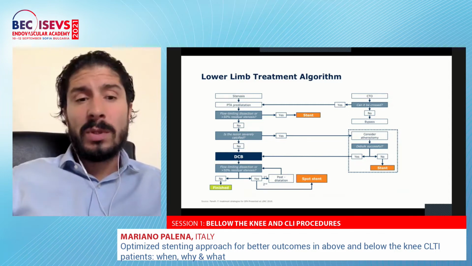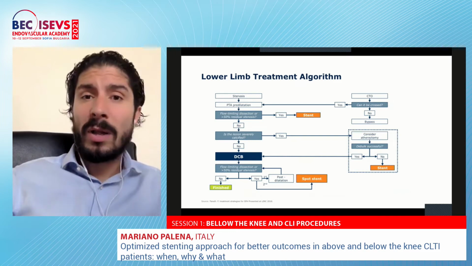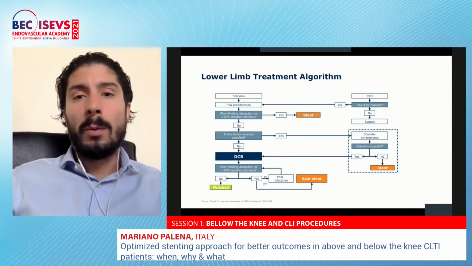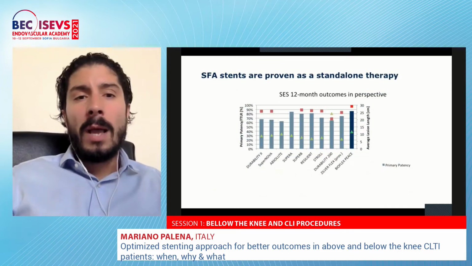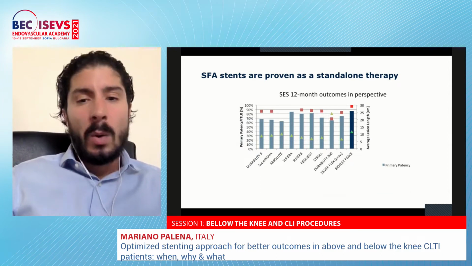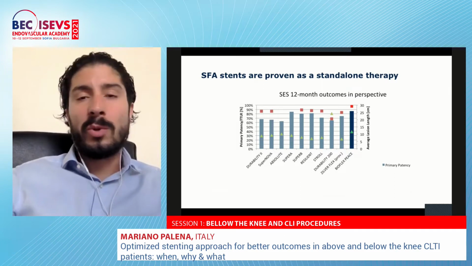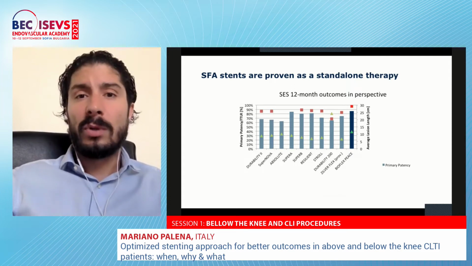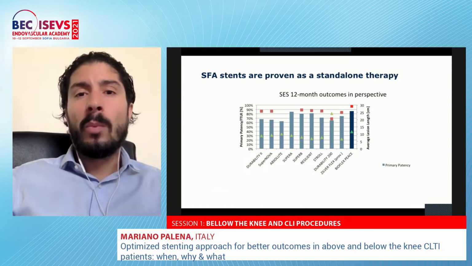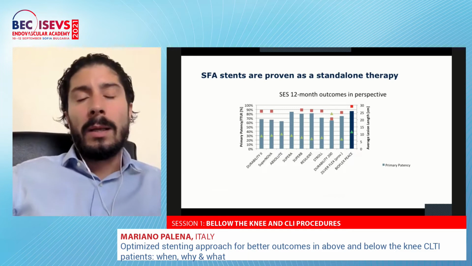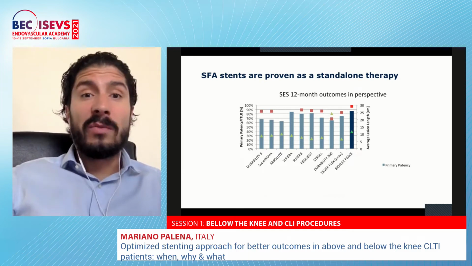It could range between spot stenting if we have focal dissections or focal lesions, and a full metal jacket in a long CTO. For sure, stents proved a good result as a standalone therapy. We know from more than 20 years ago that occlusive lesions, CTOs, give better results in the long term after stenting compared to not stenting. And we have multiple data in the literature about the performance of the stent.